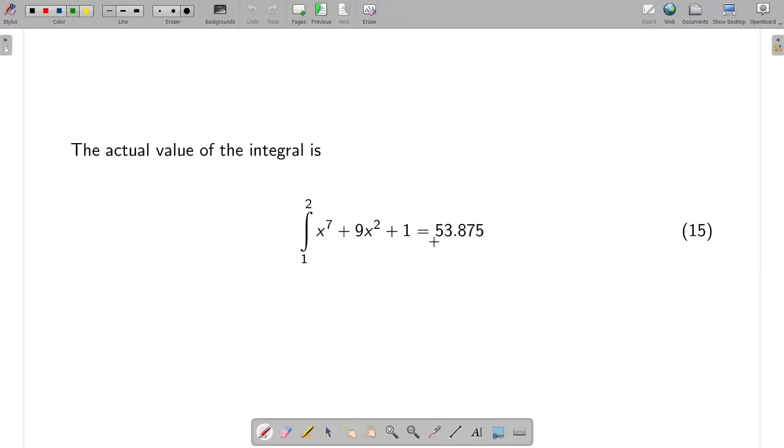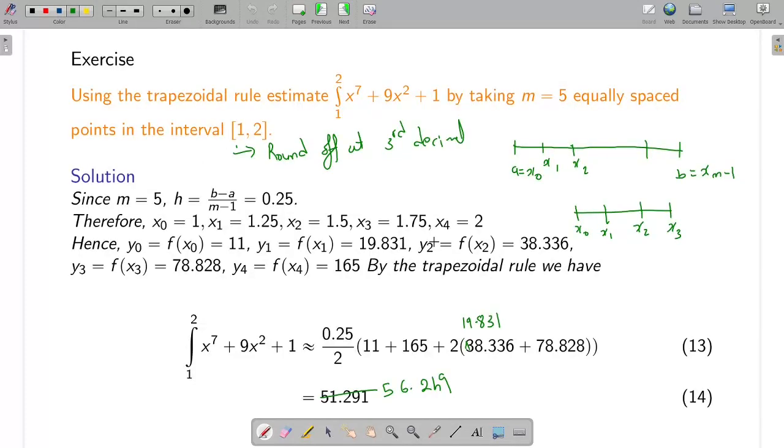So you can see that the values of the integral are quite close. Of course, if you want to estimate it better, instead of taking 5 points, you can take 15 points. That will give you a better approximation. You can try that. You can increase the number of points, or you can write a Python program for it, and then you can run it for as many points as you like.